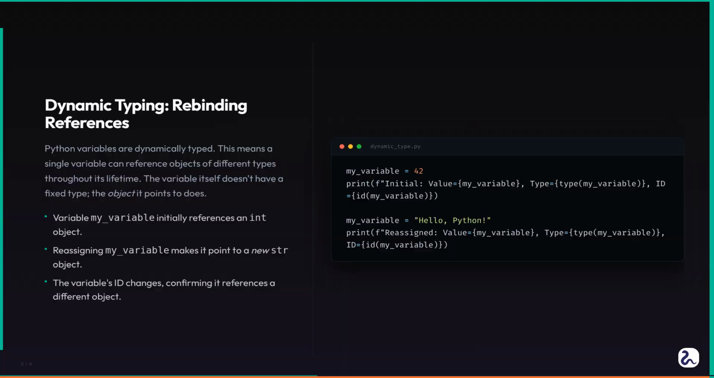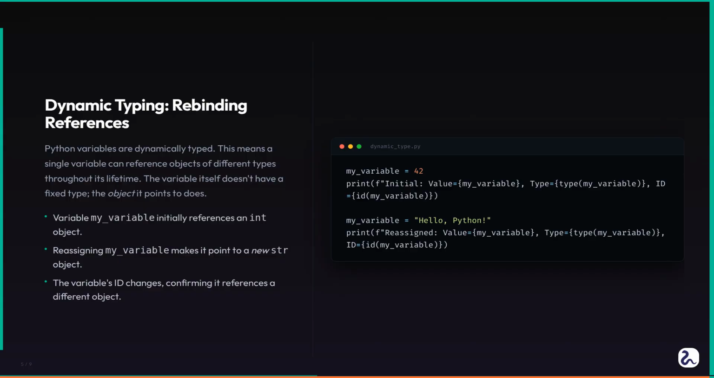Now that you understand that variables are just labels, dynamic typing is going to make perfect sense. Python is dynamically typed, meaning you do not declare a variable's type. The type is determined by the object it references at runtime. This is incredibly flexible, but it means you, the developer, need to keep track of what your labels are pointing to. Let's see this in action by reassigning our variable.